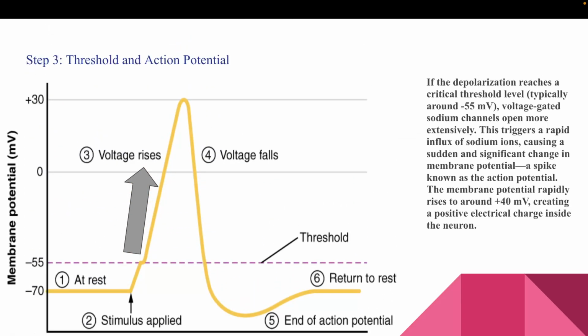Step 3. Threshold and action potential. If the depolarization reaches a critical threshold level, voltage-gated sodium channels will open more extensively. This triggers a rapid influx of sodium ions, causing a sudden and significant change in the membrane potential, a spike known as the action potential. The membrane potential rapidly rises to around +40 millivolts, creating a positive electrical charge inside the neuron.